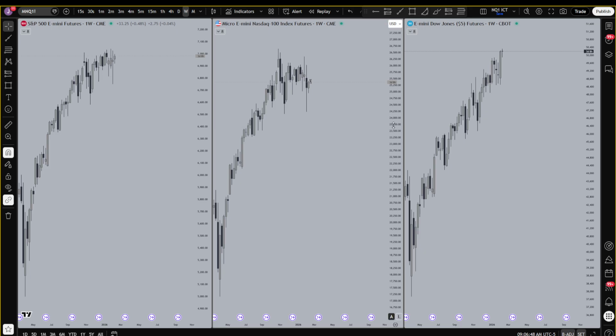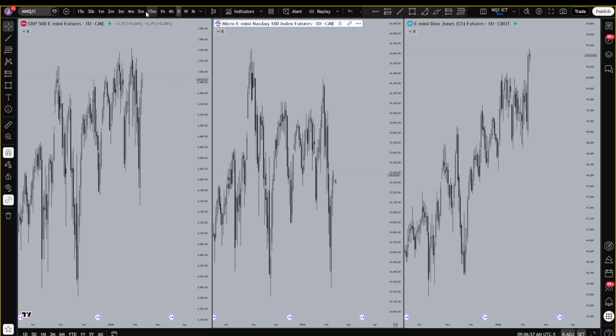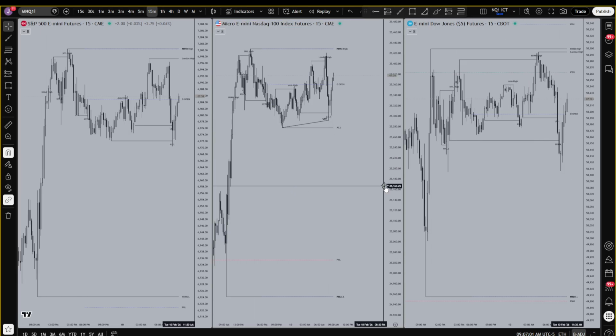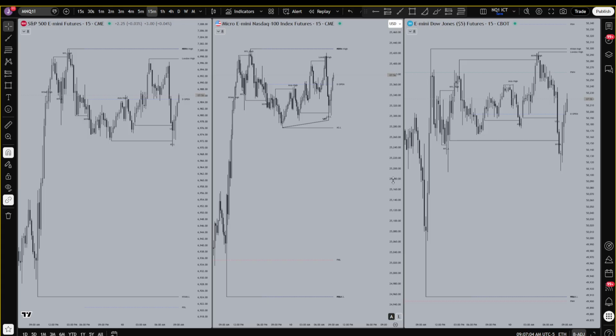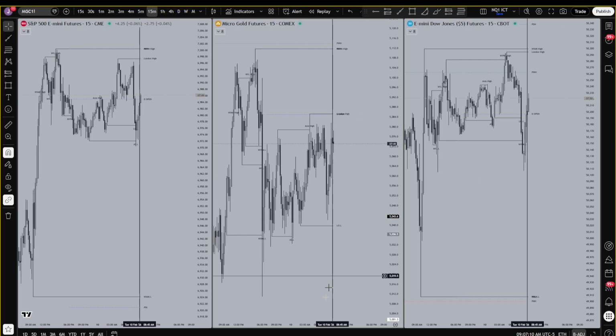YM's also way above all-time highs now. ES is kind of close to it as well. Let's see. ES is kind of trending back towards that. I think all-time highs on ES might be closer than previous day low. 57 or 56 points there. Yeah, all-time highs is closer than previous day low on ES. Wow.